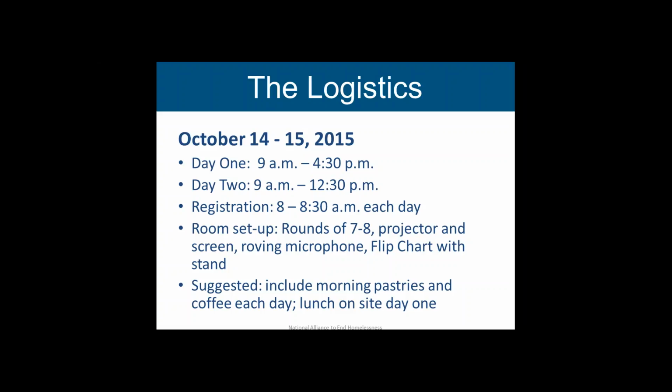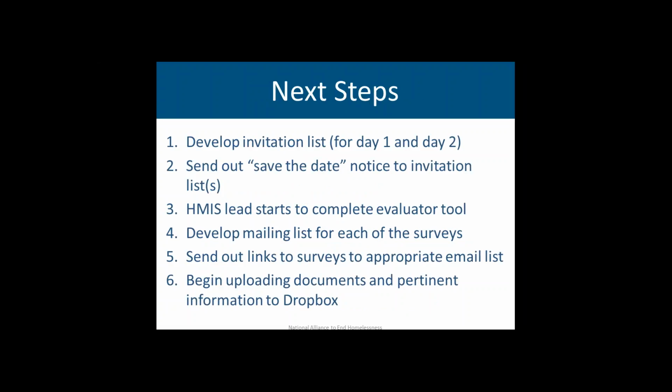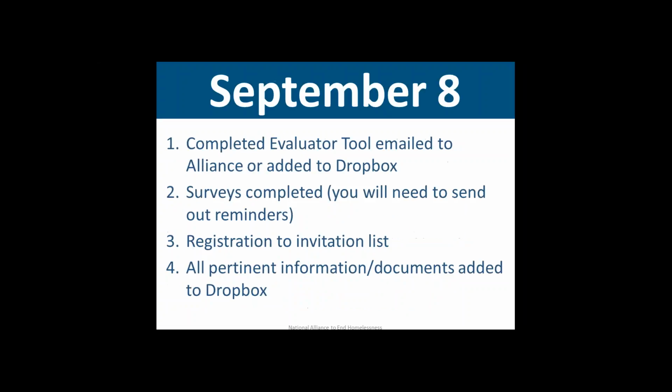Perfect. Any questions about that stuff? No, that's good. Okay. All right, so next steps. Sounds like you have your invitation list. You're working on finalizing it, so that's good. You sent out a save the date. So 1 and 2, check. Start working on your evaluator tool as soon as possible. Develop a mailing list for the surveys. Send out links to the survey lists, and begin uploading those documents to Dropbox.